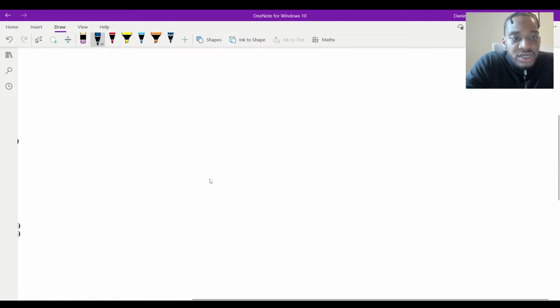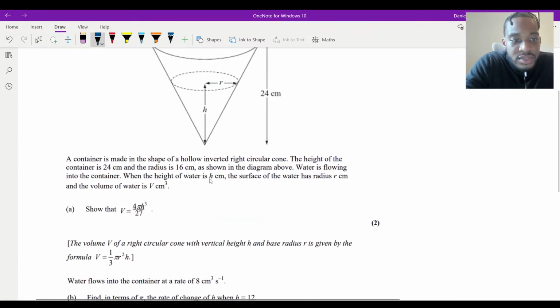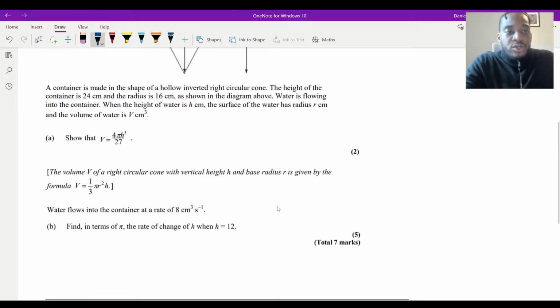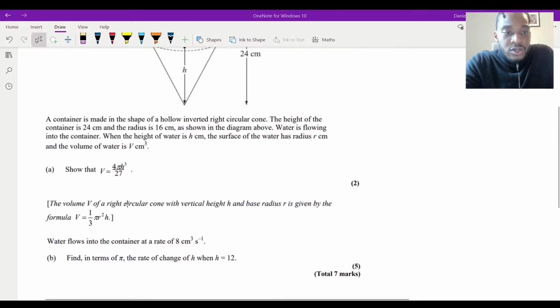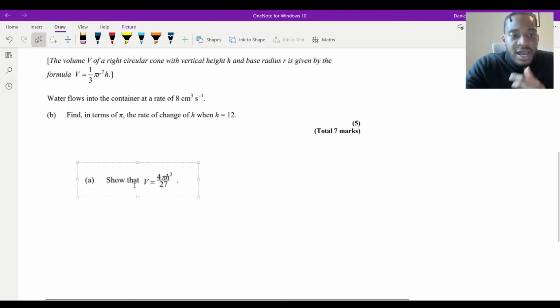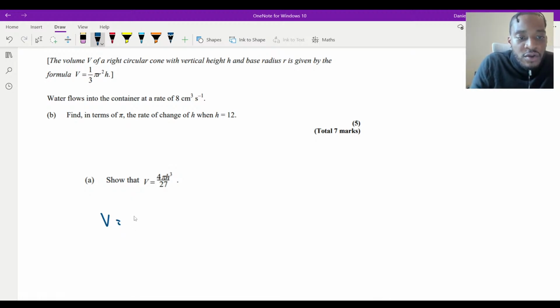Let me zoom in a bit so you can see the question better. So, show that v is equal to 4 pi h cubed over 27. And they've told us the volume of a right circular cone with vertical height h is v equals a third pi r squared h. So we know we're using that formula. It's only 2 marks. So basically, this is our part A. And obviously, we're trying to figure out what the volume is. And we know that v is equal to 1 over 3 pi r squared h.